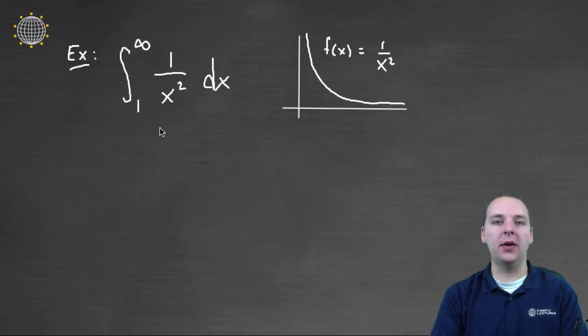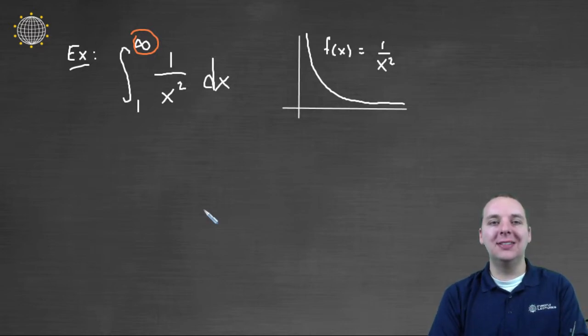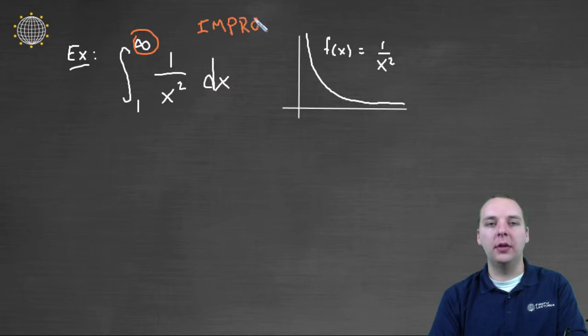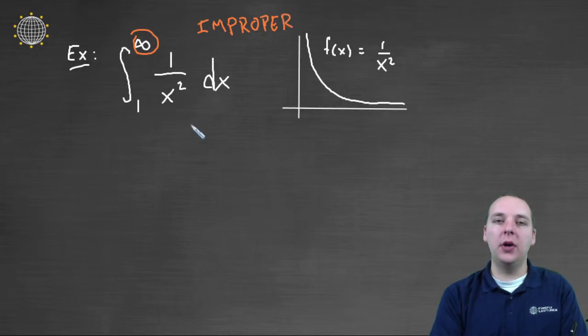The fundamental theorem of calculus really had two conditions for the integral. The function had to be continuous on the interval that we're integrating over. And second of all, the interval had to be finite. So that's what's actually being violated here. We're integrating from 1 up to infinity, which means the fundamental theorem of calculus is not going to be applicable here. So this type of integral is called an improper integral.